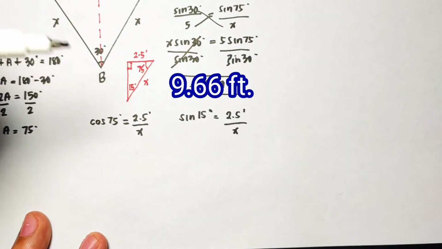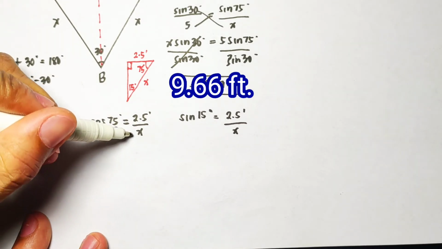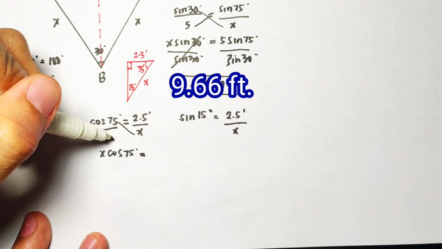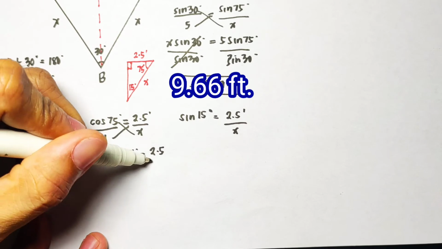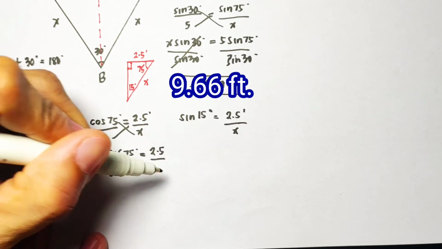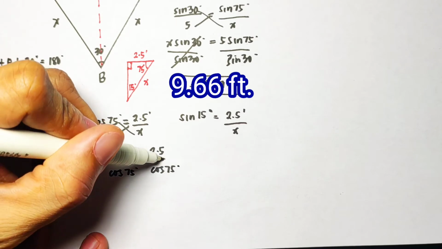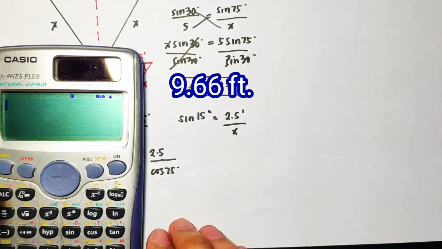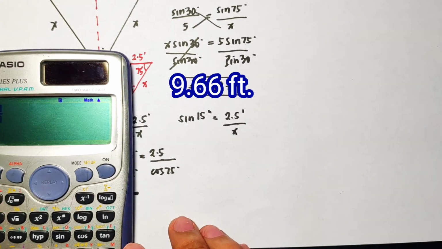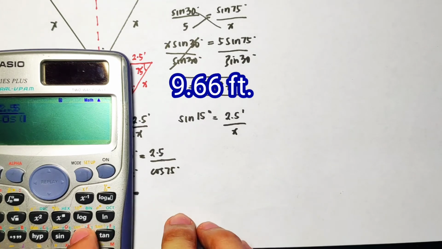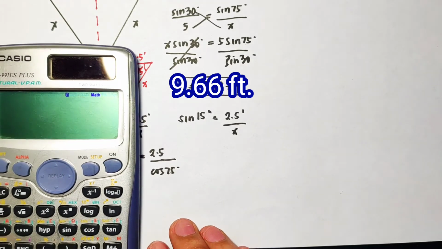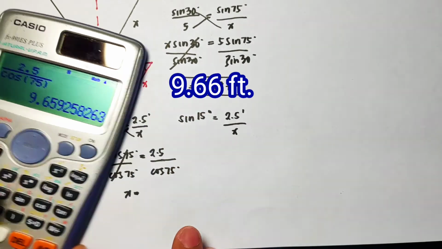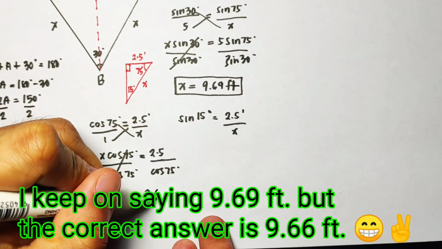So let us solve first for this one. This is over 1. We have X cosine of 75 degrees equals 2.5. Then divide both sides by cosine 75 degrees. So we will use our calculator and then let's write our answer there. So we have 2.5 divided by cosine of 75 degrees. So we have 9.69 feet also. So 9.69 feet.